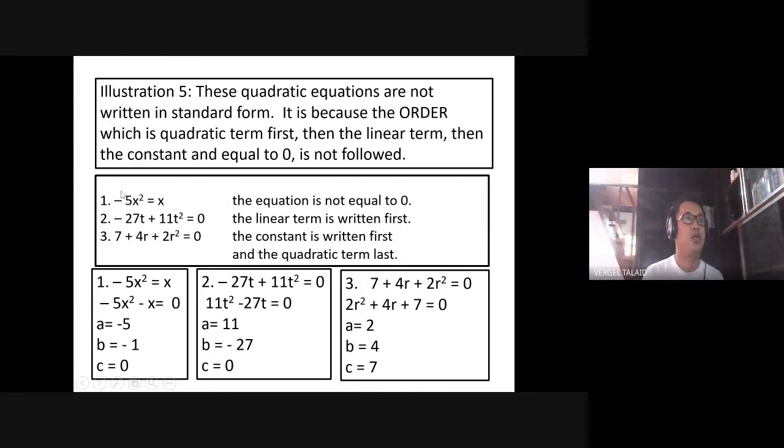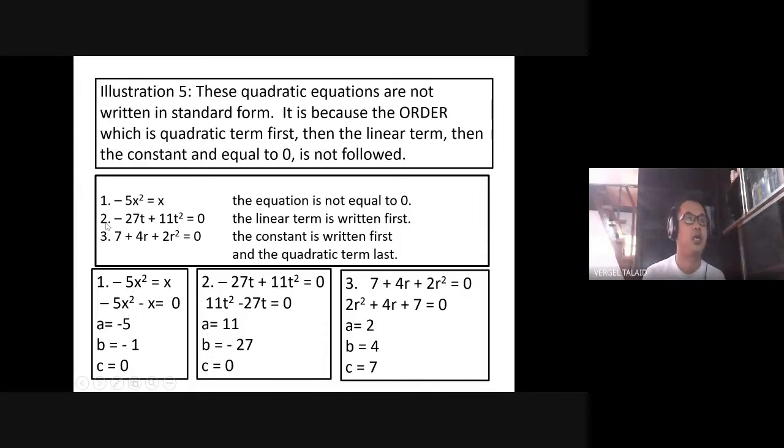So to write this in standard form, if you have negative 5x squared is equal to x, just transpose x to the left side. Take note, when we transpose a term from one side to the other side, you have to change the sign, so that becomes negative x. So this is now the standard form, which is negative 5x squared minus x is equal to 0. So our a is negative 5, our b is negative 1, our c, since it's missing, is equal to 0.